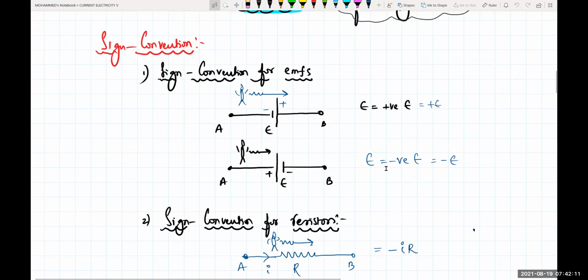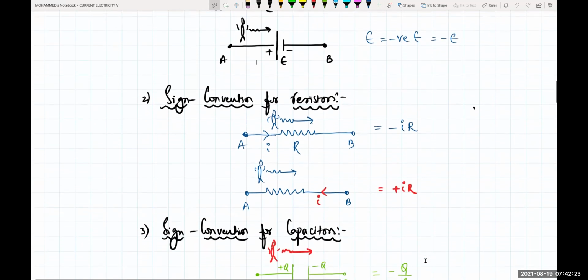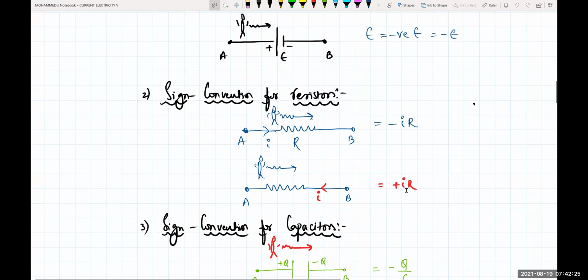Okay, now? Yes, sir. In the direction of the current, in the direction of the resistor, if the current is moving in the same direction and the person is also moving in the same direction, the product of I into R will be negative. If I'm moving opposite to the direction of the current, that will be positive. Same direction as the current, negative. Opposite direction to the current, positive. Is it clear?